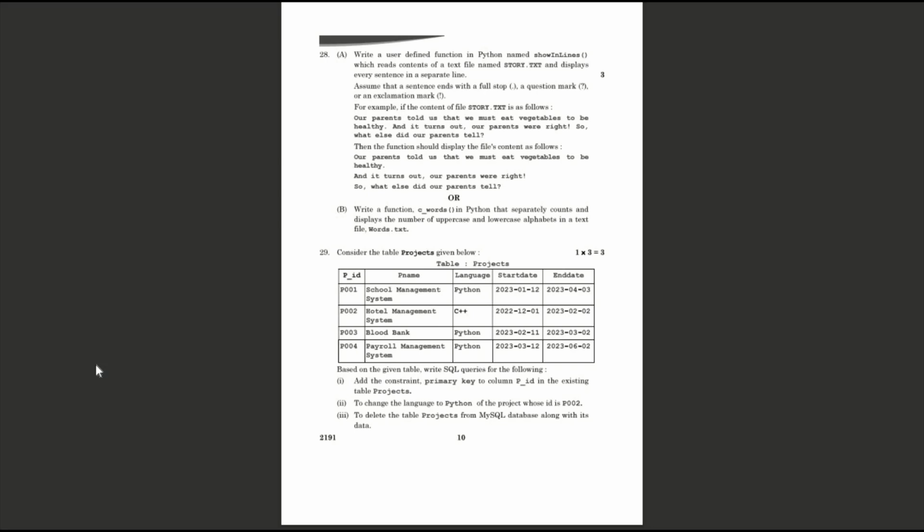For example, if the content of file story.txt is as follows: our parents told us that we must eat vegetables to be healthy. And it turns out our parents were right. So, what else did our parents tell? Then the function should display the file's content as follows. In the first line, we'll see our parents told us that we must eat vegetables to be healthy. In the second line, we must see and it turns out our parents were right. And in the third line, we must see so what else did our parents tell?